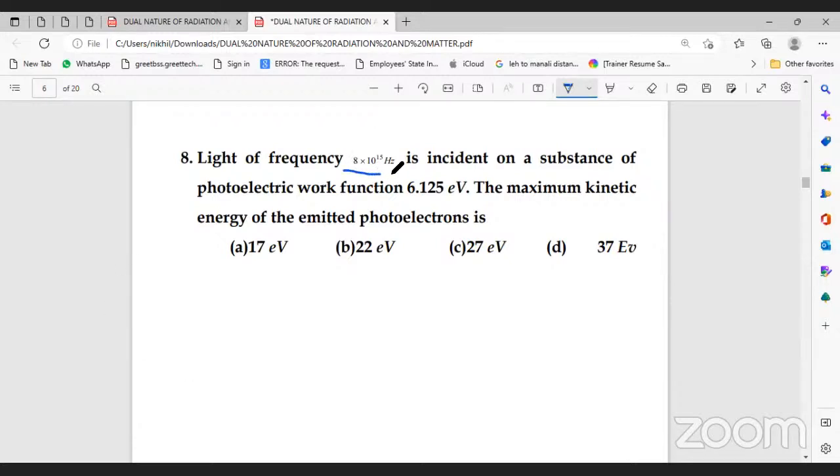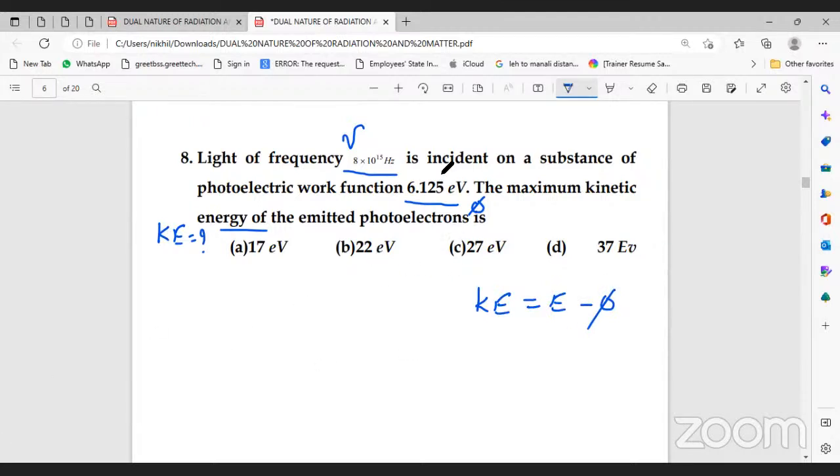What's the light frequency they have given? 8 into 10 power 15. Work function is given, 6.125 electron volt. What is the maximum kinetic energy of the emitted electrons? You know that the kinetic energy can be taken as the total energy minus the work function.